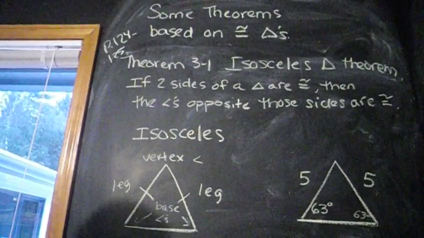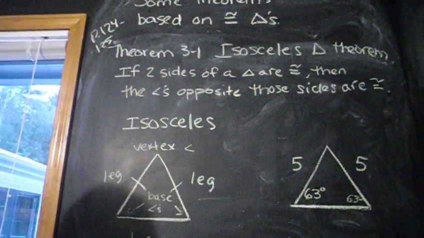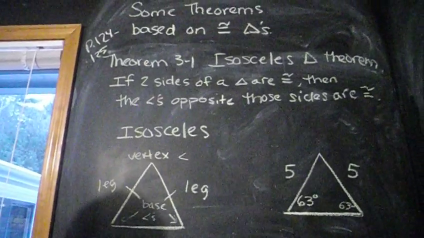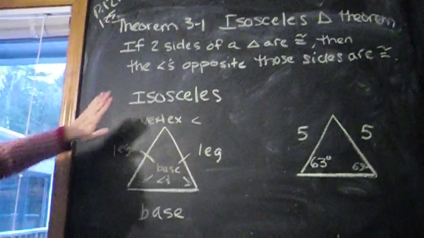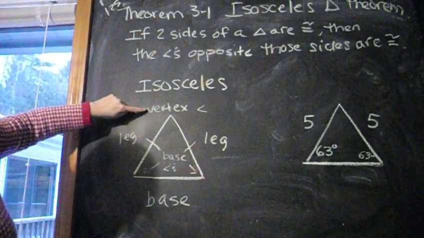Theorem 3.1 says, and it's the isosceles triangle theorem: if two sides of a triangle are congruent, then the angles opposite those sides are congruent. So that's a fun little thing that we're going to learn there. So here's an isosceles triangle. I want you to write all this in your notebook.